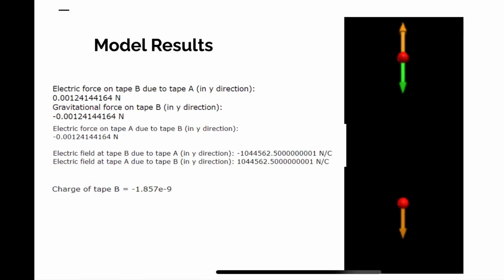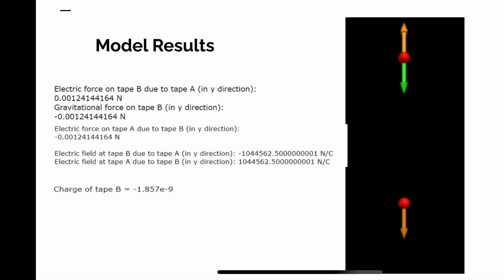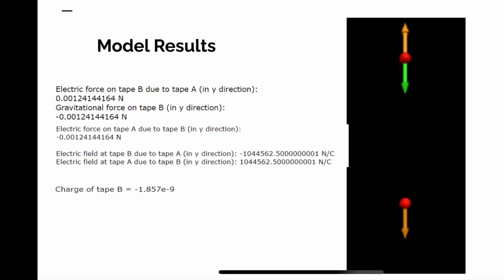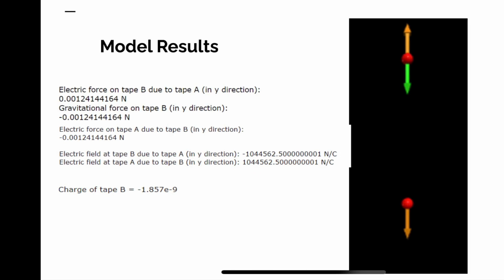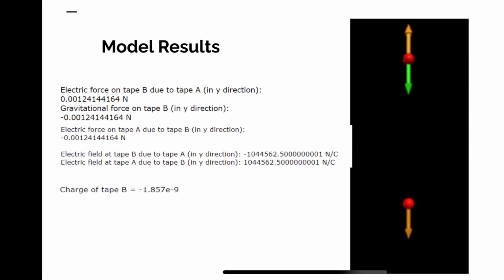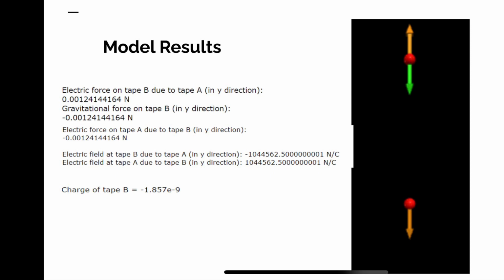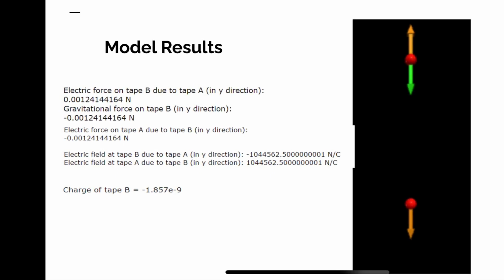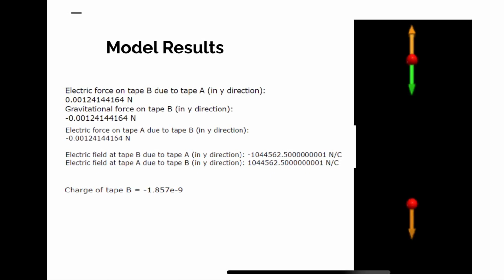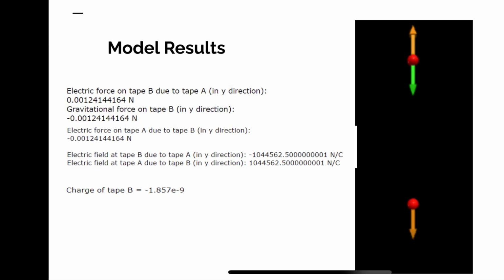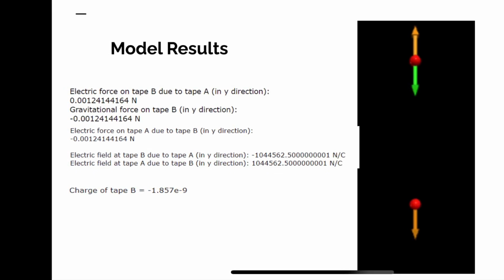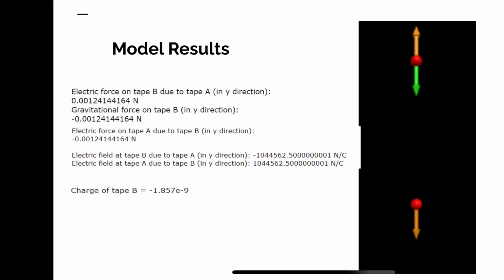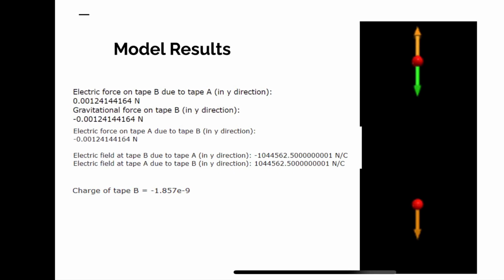Shown on this slide is the output of our program. In the image on the right, you can see the two point charges that were used to model the tapes in this experiment. The orange arrows indicate the electric forces that are applied from each point charge to the other. Towards the left side of the slide, you can see the mathematical outputs of our model, with the key one here being the charge of tape B.